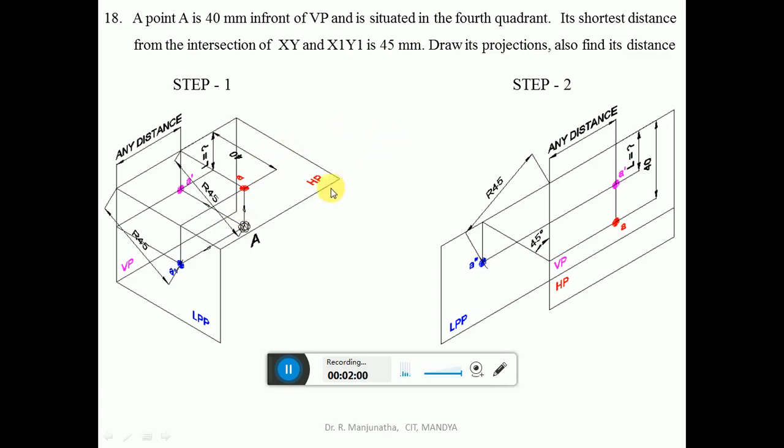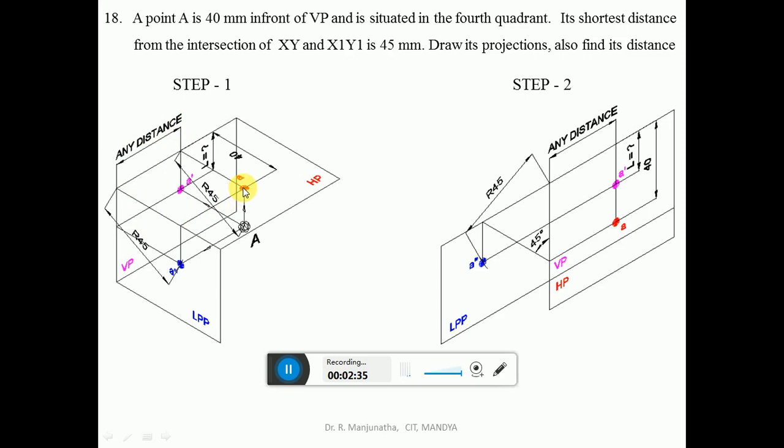So if you look from the left side view, that is from the right side view on the left profile plane, this will be the shortest distance from the intersection of XY. So this is the XY line, and also we have this line, which is the intersection of XY and X1, Y1. So we have this line as the intersection of X1, Y1. Since we don't know the distance with respect to the profile plane, it can be any distance. So we need to find out this.